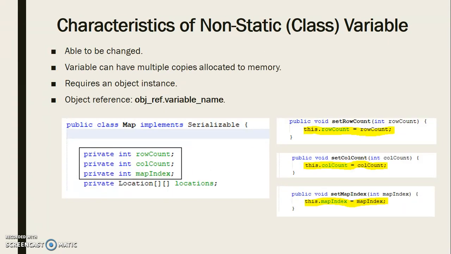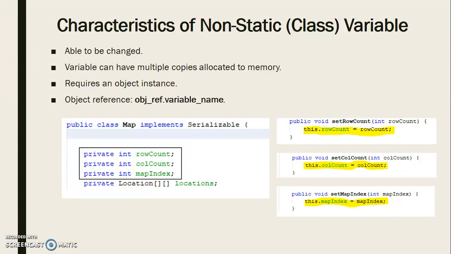Non-static variables are also known as instance variables, and they have the capacity to change their value. Instance variables can have multiple copies allocated in memory, and each object can use and manipulate the property values regarding its specific task within that function.